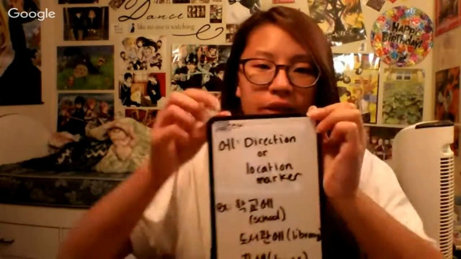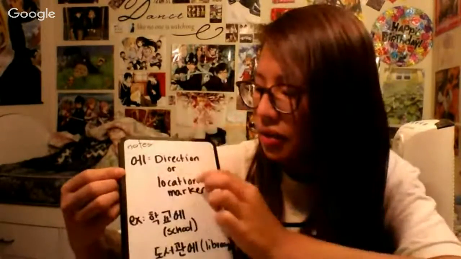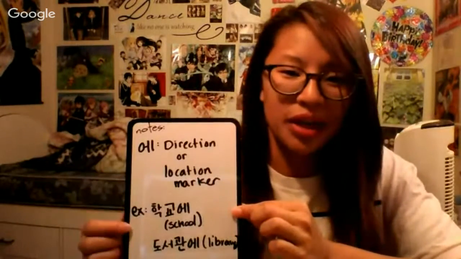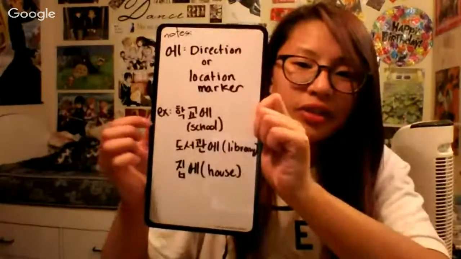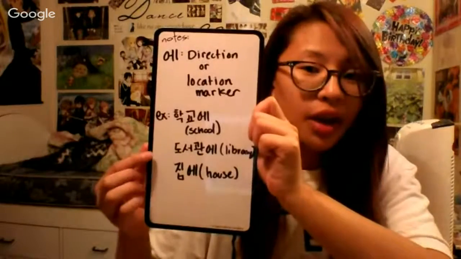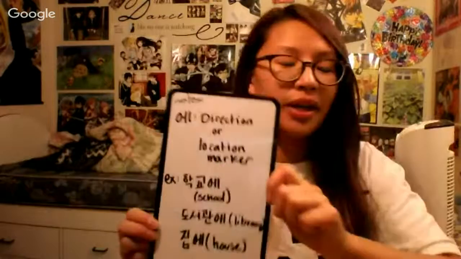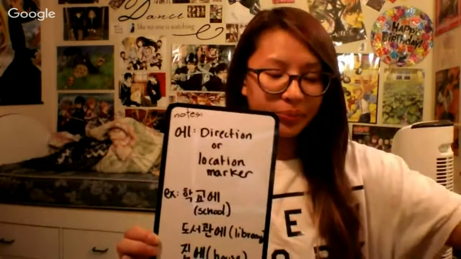So pretty much what this marker does is it shows that something is a location, like in a sentence, for example. So right here I wrote it is a direction or location marker. I can't read backwards sometimes. And I wrote some examples here. So the example is 학교에, where 학교 is school and 에 is the marker. 도서관에, where 도서관 is library, and 집에, where 집 is house or home.